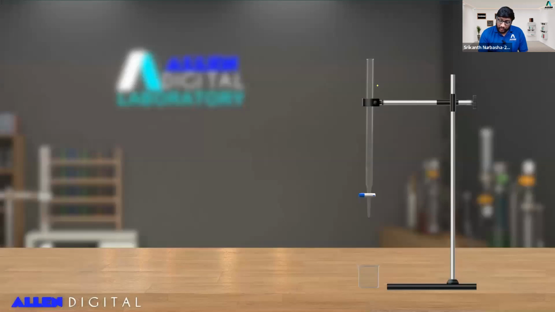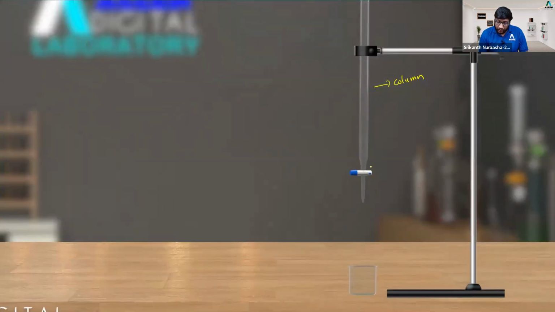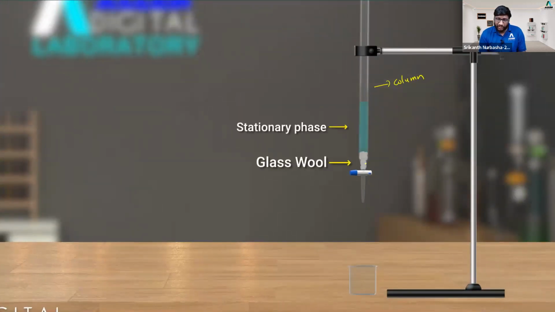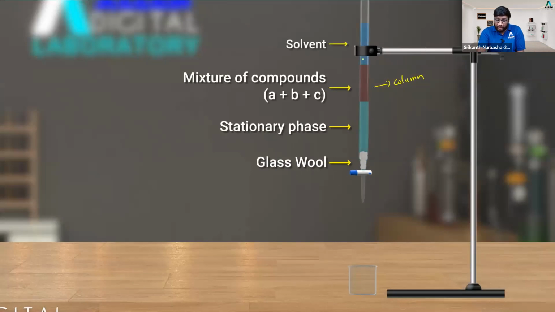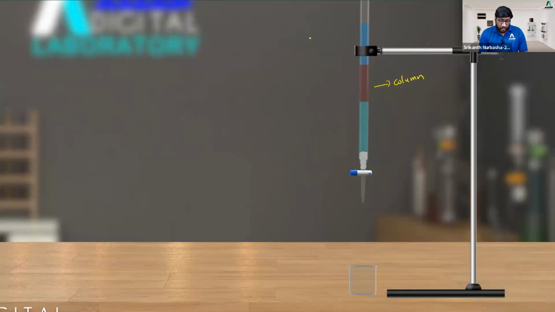See, this is your column. In that column, at the bottom, you will be having some glass wool. What does the glass wool do? The flow of the components should not be very fast. Then stationary phase, mixture of components, and solvents.